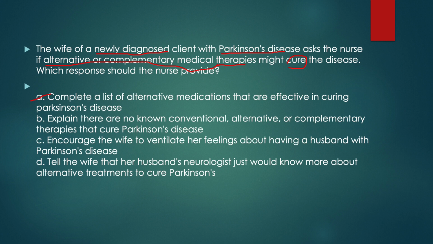This is how important this medication is, all right? This is how important it is to not mess with that infrastructure by way of alternative or complementary therapies. This is why we have to talk to our patients this way. So, explain that there are no conventional alternative or complementary therapies to cure Parkinson's. Listen, I've been saying it this whole time, and I'm just now reading this. Encourage the wife to vent her feelings, is what it's supposed to say. There you go. Encourage the wife to vent her feelings about having a husband with Parkinson's disease.